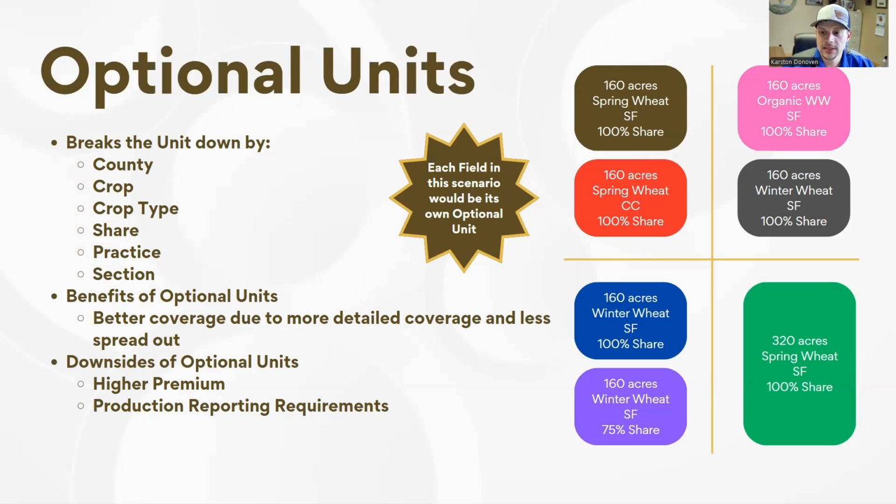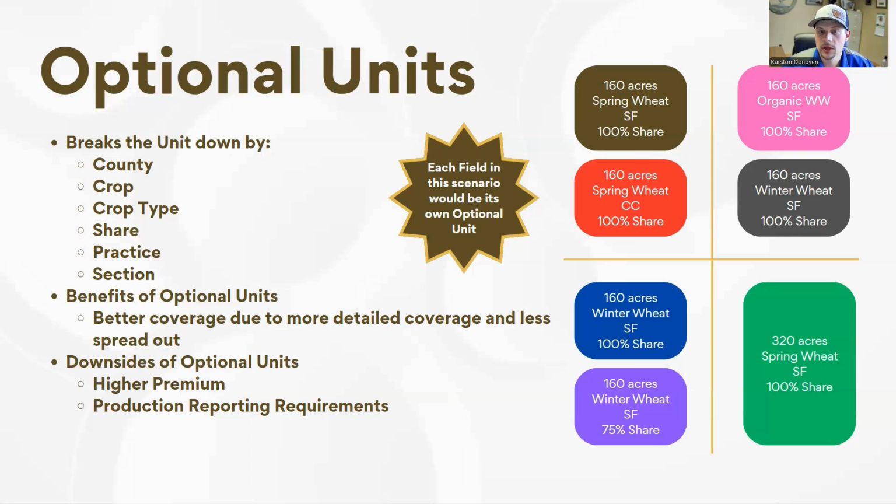So if we take a look at the example on the right, each one of these fields, the way we have it written down, are going to be their own optional unit. So if we just take a look at the top left, those 260 acre fields, even though they're both spring wheat, they're both 100% share, because one is summer fallow and one is continuous crop. That makes them two separate optional units.